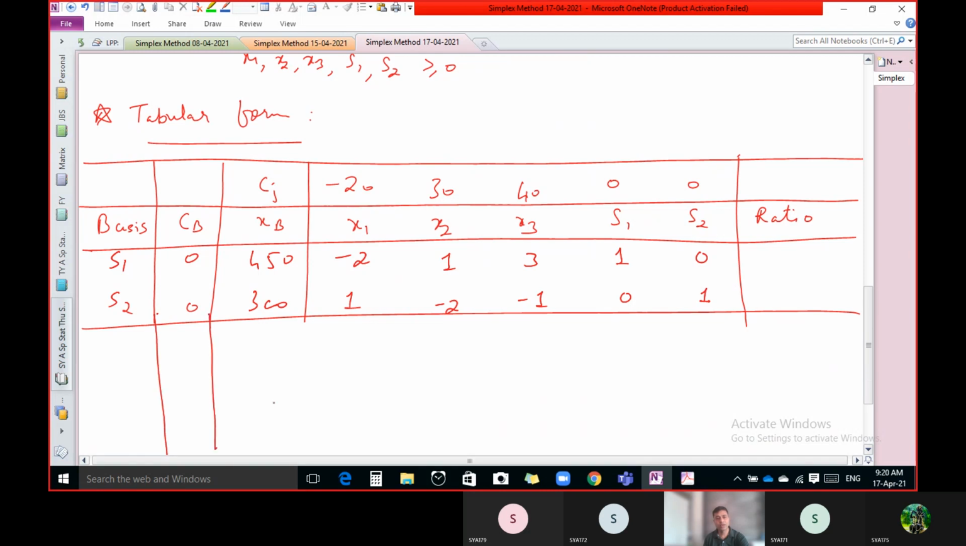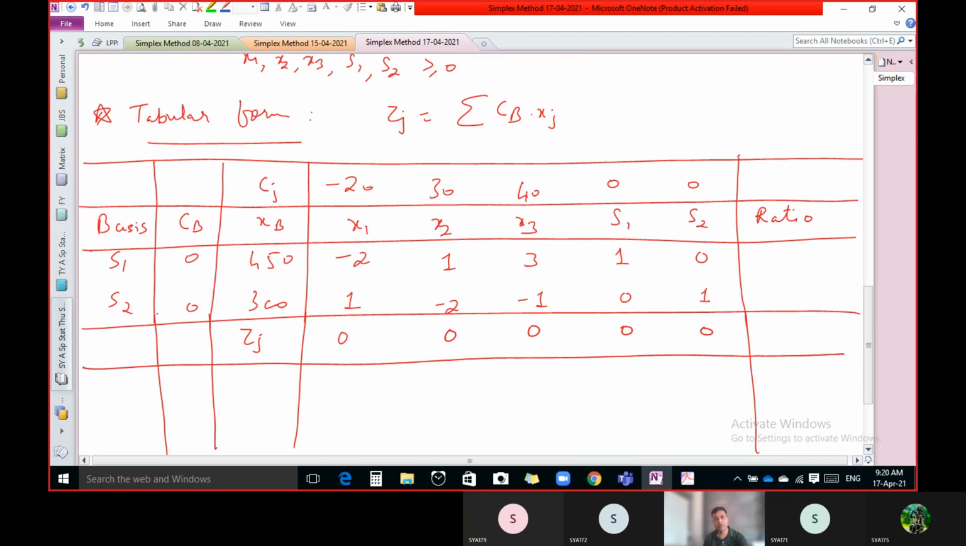Now the next step is to calculate the value of Zj. How to calculate Zj? The formula is very clear. Zj equals sigma CB into Xj. CB means this column, into Xj. Xj means first you take x1, then you take x2, like that. So 0 into minus 2 is 0, 0 into 1 is 0, total of that is 0. See, because these two are 0, if you multiply with this, we always get the answer 0 in the first table because these two values are 0.